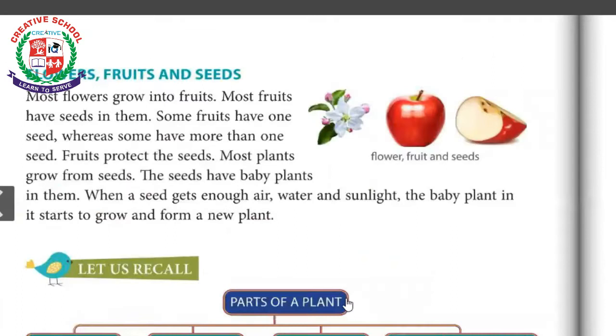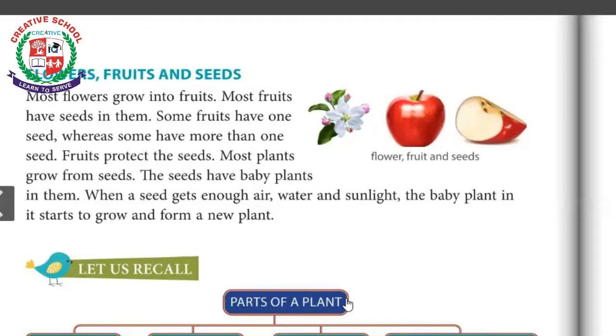Okay. You can see the flowers, fruits and seeds. Most of the flowers grow into fruits. You can see a lot of plants which bloom flowers that turn into fruits. Most fruits have seeds in them. Some fruits have one seed and some fruits have more than one seed. So fruit protects the seeds.